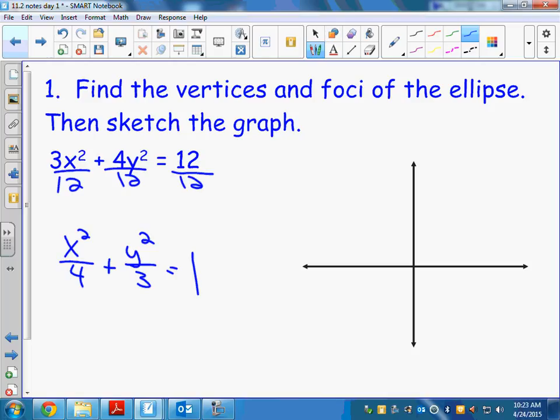Looking at it, can you tell me which way it is going to open? Which way is going to be the bigger axis? Is it going to be long ways or up and down? Because x has the bigger number under it, right? So we say that it has a horizontal major axis. So what can I say from this? Well, this is x squared over a squared. So can I say I know that a equals 2? And this is y squared over b squared. So what does that make b equal? Square root of 3. They're not going to always be pretty.